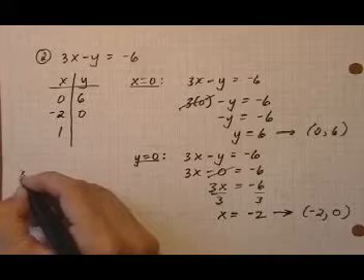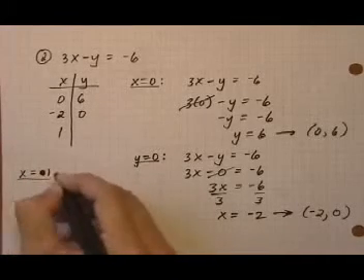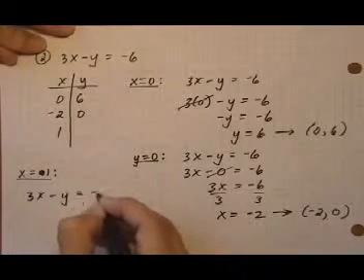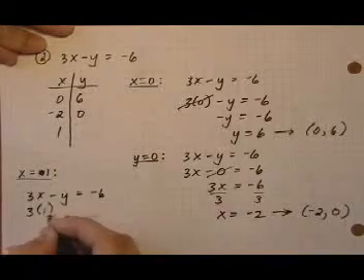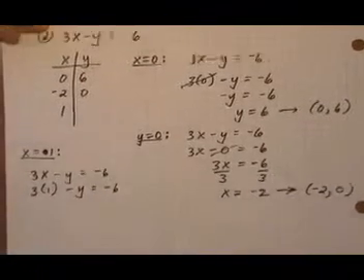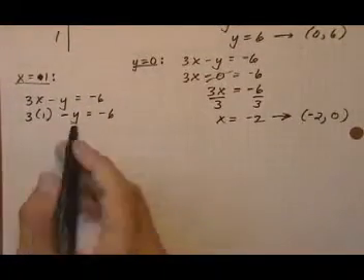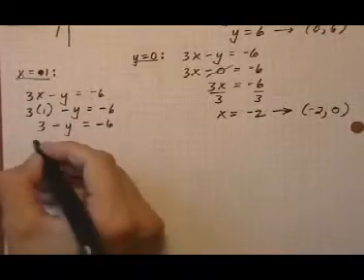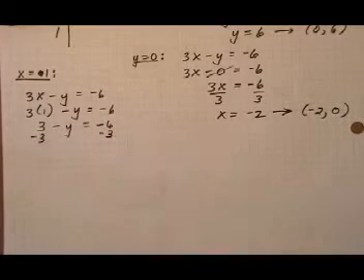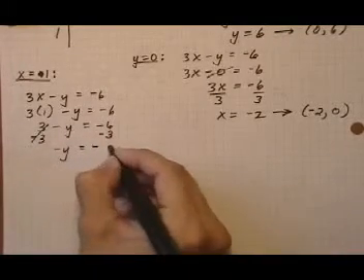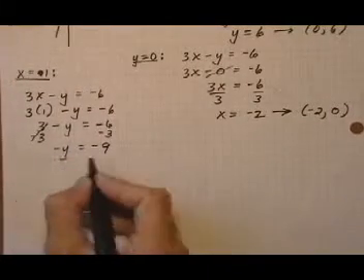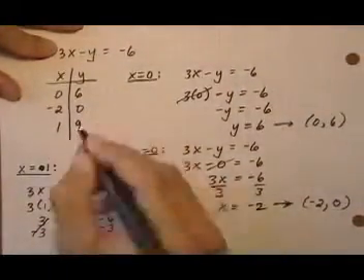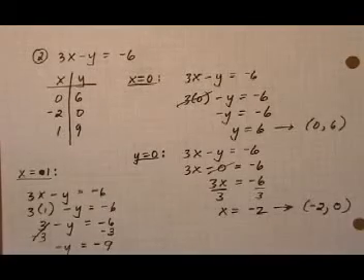And one more we want to do, oops, I don't want the minus there. X is 1. So again, copy down the equation, put in x is 1, and now we want to solve for y. So first let's do 3 times 1 is 3, so we get 3 minus y equals minus 6. Take away 3 on both sides to get the constant away from the y term. Minus y is minus 9. Multiplying both sides by minus 1, we get y equals 9. When x is 1, y is 9.